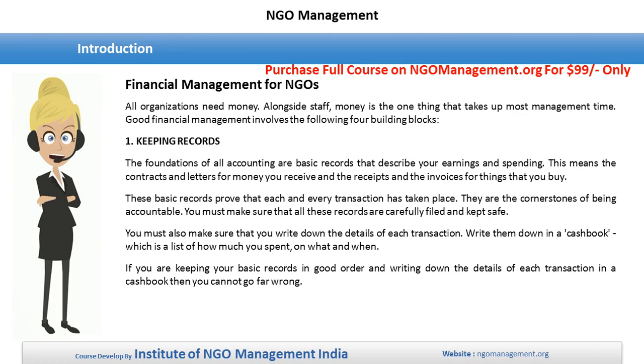Financial management for NGOs. All organizations need money. Alongside staff, money is the one thing that takes up most management time. Good financial management involves the following four building blocks. 1. Keeping records. The foundations of all accounting are basic records that describe your earnings and spending.